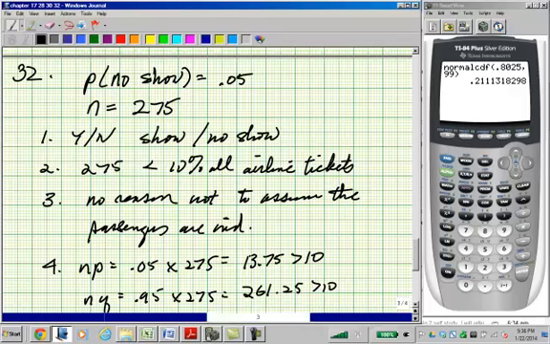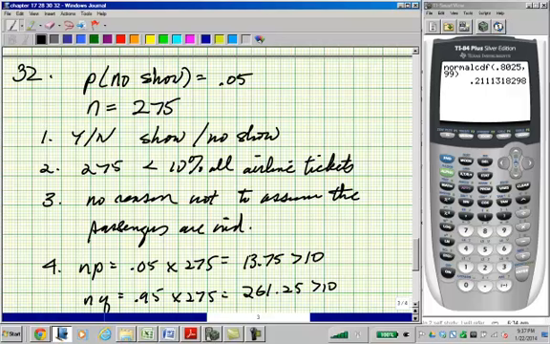Okay, 32. No-shows. Probability of a no-show is 0.05. The plane holds 275 people. So we're going to analyze this. Is it Bernoulli? Yes, you show or you no-show. 275 is certainly less than 10% of all airline tickets. No reason not to assume the passengers are independent.